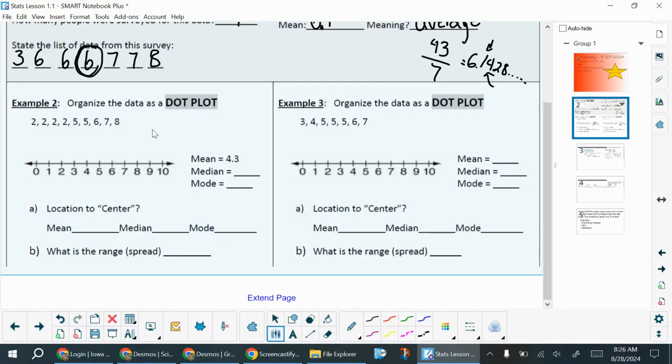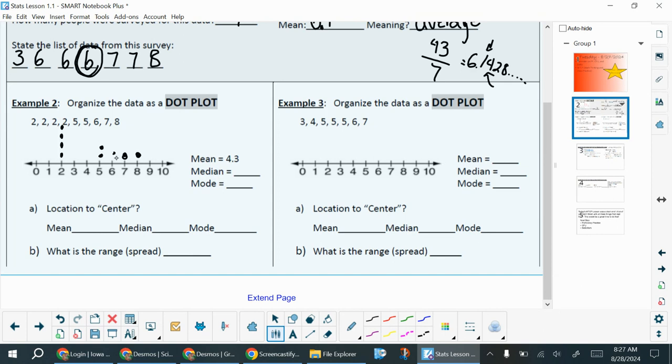So here, if I go ahead and say, okay, well, I've got 2, 2, 2, 2. I've got 4 2s. Well, that's going to mean I'm going to have 4 dots above my 2. Try to keep them nice and evenly spaced to keep them organized. I've got 2 5s, so there's 2 5s. I've got a 7, and I've got an 8. I've got a 6, a 7, and an 8.